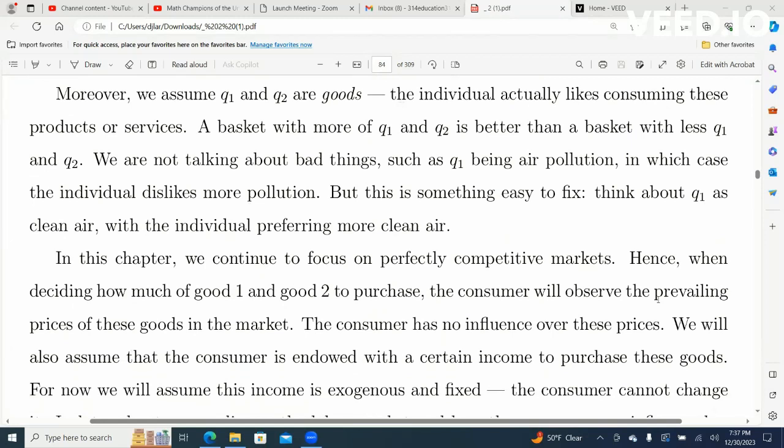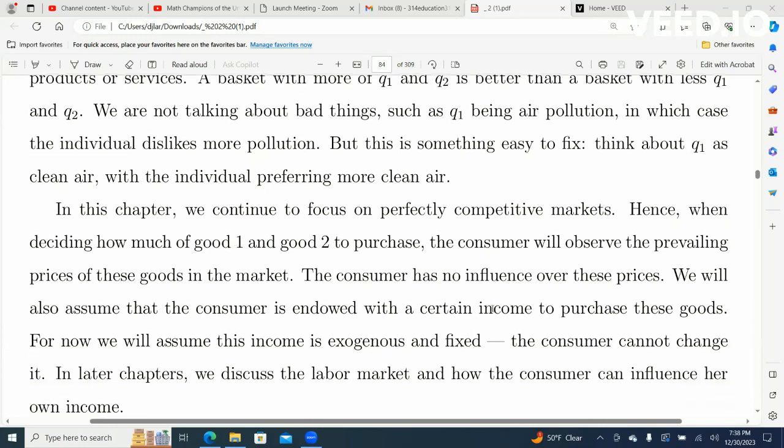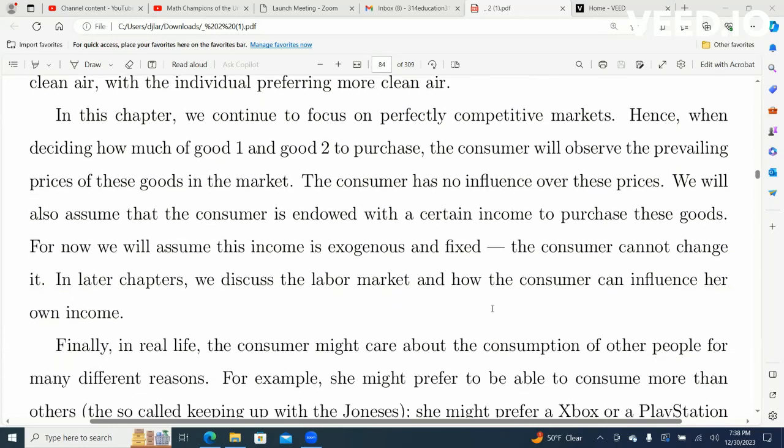So moreover, we assume Q1 and Q2 are goods. The individual actually likes consuming these products or services. A basket with more of Q1 and Q2 is better than a basket with less Q1 and Q2. We are not talking about bad things such as Q1 being air pollution. That doesn't matter right there.